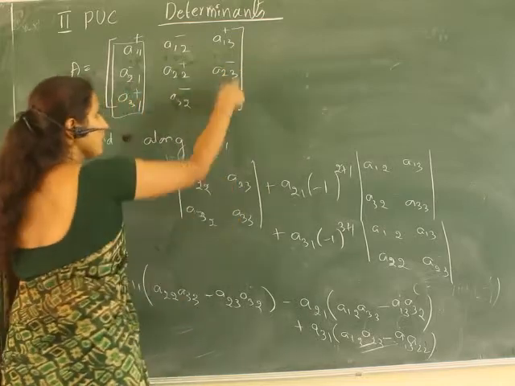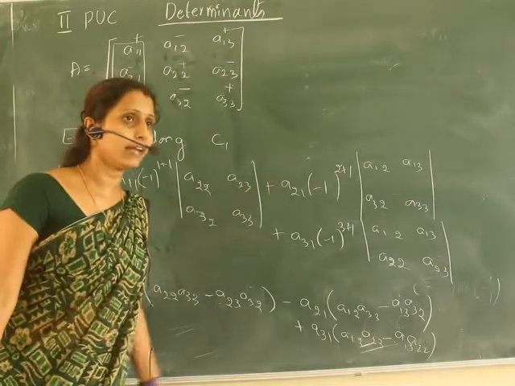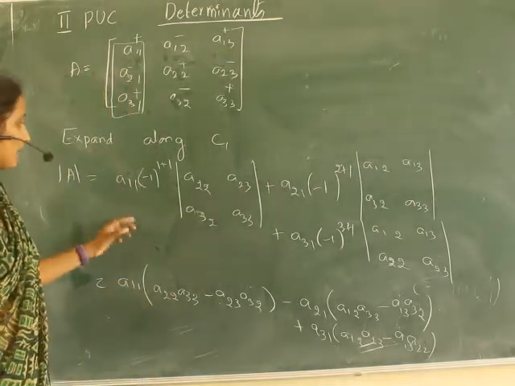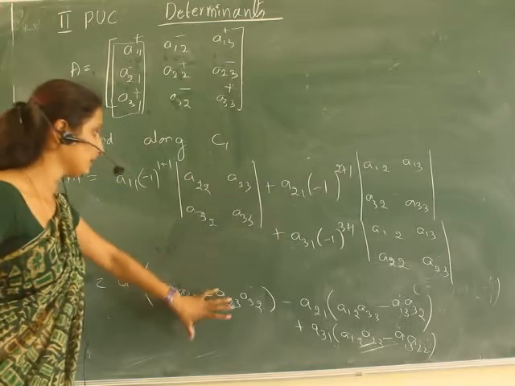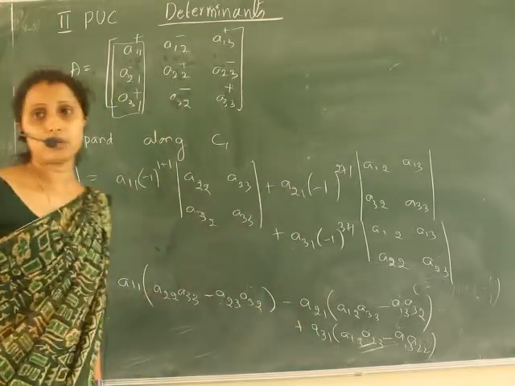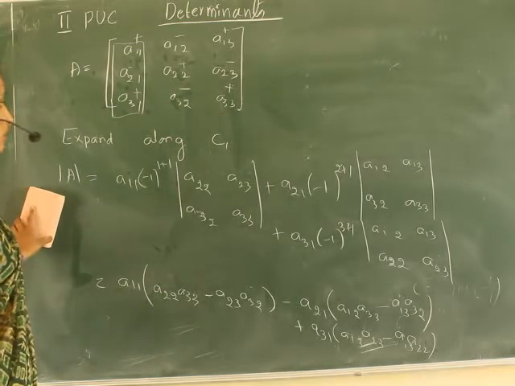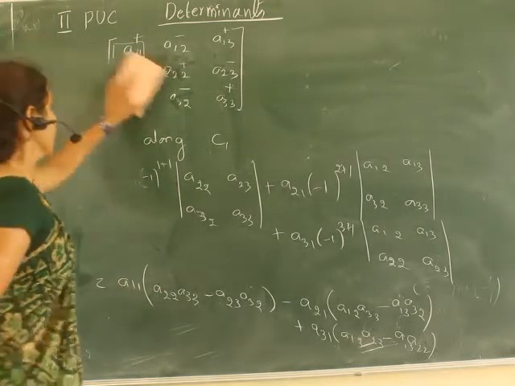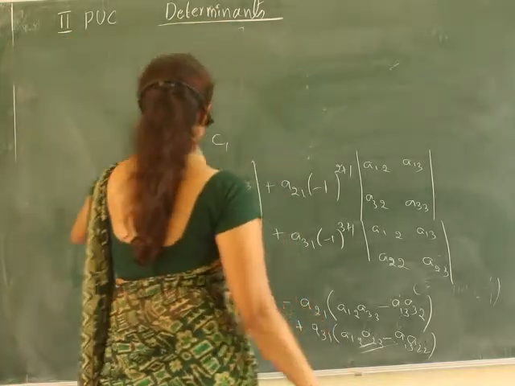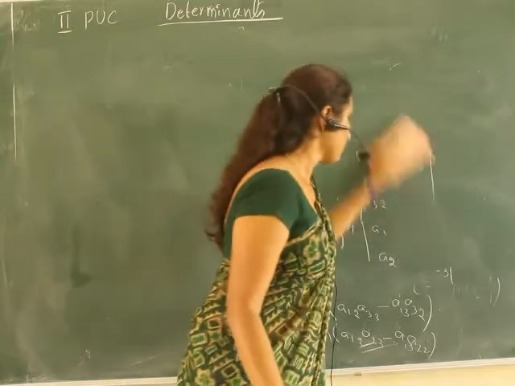So here we can make out that instead of writing minus 1 to the power 1 plus 1 every time, directly we can write A11 and this determinant, A22 and that determinant. So this is the method, simply meaning directly we can write the value of that. So this is the expansion along C1. Now I have given one trick: directly we can write what is the value.